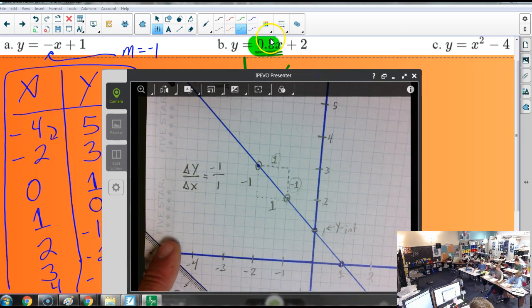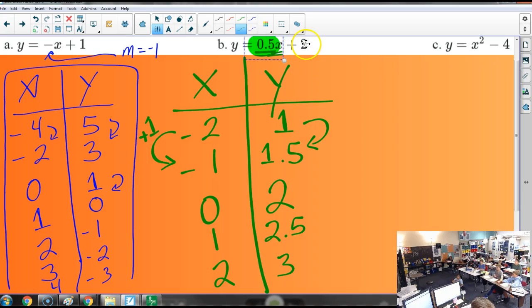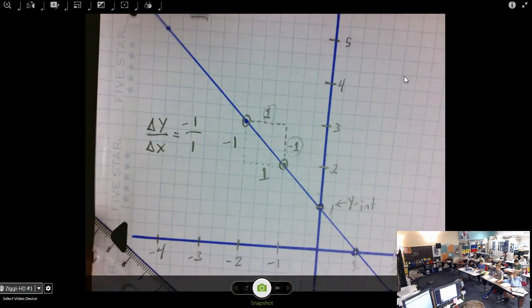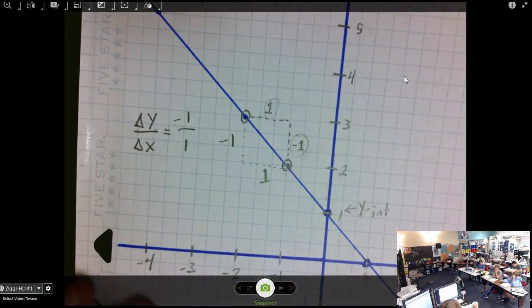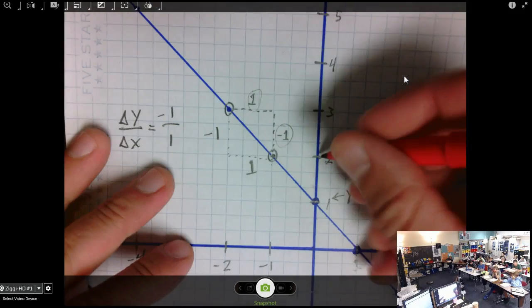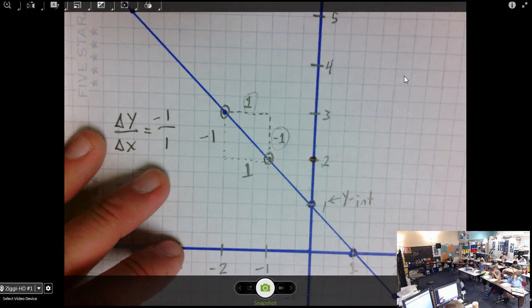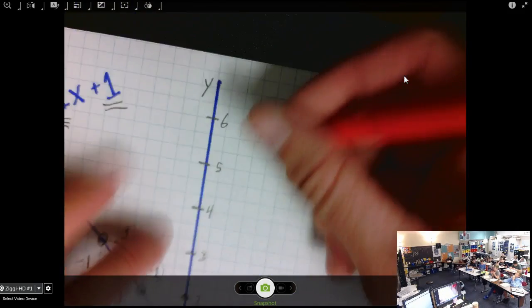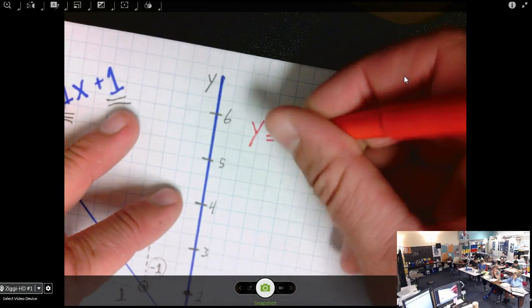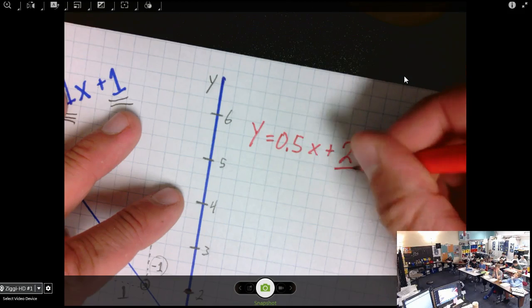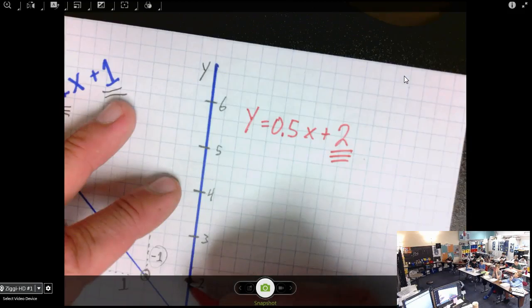This graph of 0.5x plus 2, slope, intercept. So the other way we could graph this is start at the intercept, right? They told us the intercept is 2. And then go up by how the slope tells us, right? That equation was y equals 0.5x plus 2. This is our y-intercept. Boom.